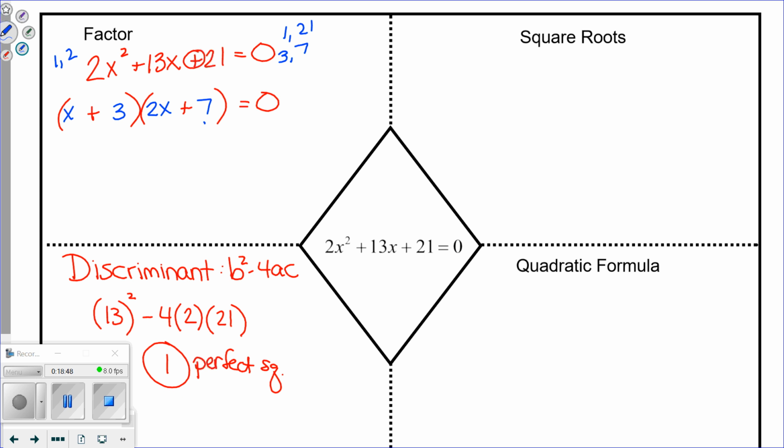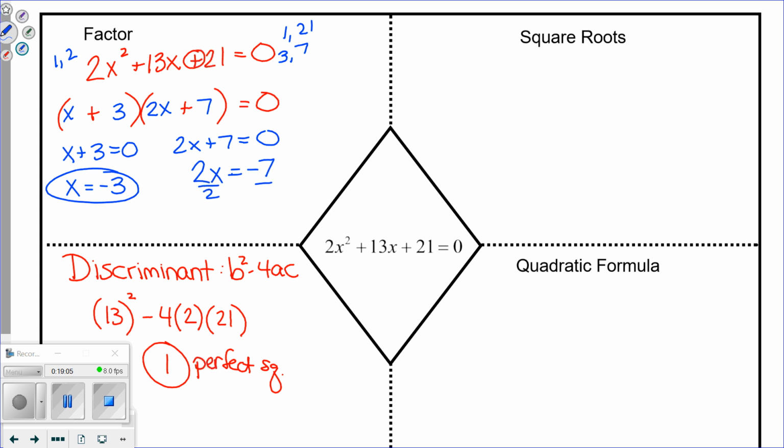All right, set each factor equal to 0. So x plus 3 equals 0. 2x plus 7 equals 0. And we solve. So x equals negative 3. Here it's subtract 7, and then divide by 2. So x equals what? What would I expect that you write for your answer on this? Yeah, negative 7 over 2. It does not simplify. Please don't turn it into a mixed number or a decimal. Just leave it 7 over 2.